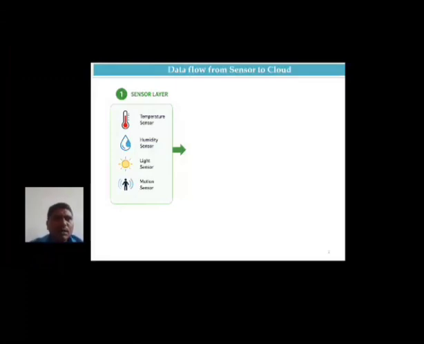First one, sensor layer. At this first stage, we have the sensor layer. Here the sensors are responsible for collecting data from the physical environment. For example, the temperature sensor measures the heat, the humidity sensor measures moisture, and the motion sensor detects the movement. These sensors convert physical values into electrical signals. So this is where the data generation starts.